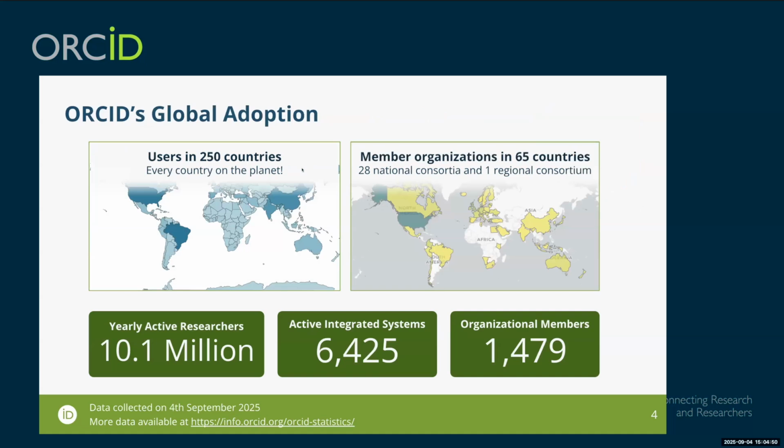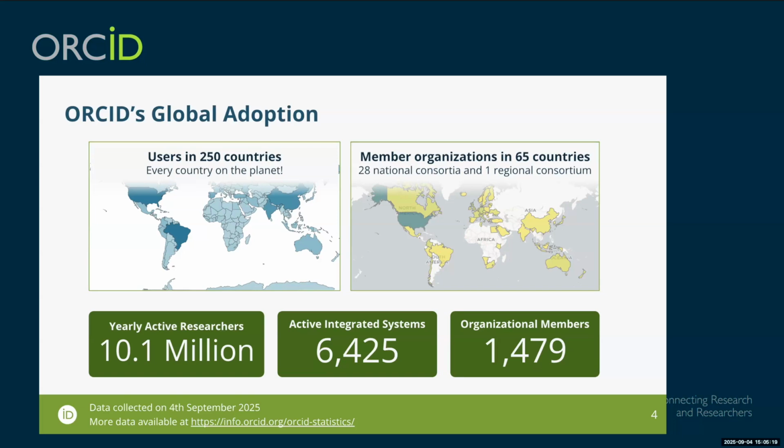In terms of ORCID's global adoption and reach, as I mentioned, we've been around since 2012. We're very much embedded in the global research ecosystem. We have users, those are researchers who have registered ORCID IDs in over 250 countries. And we have member organizations in 65 different countries, including 28 national consortia representing universities and research institutions, and one regional consortium launched last year as well.